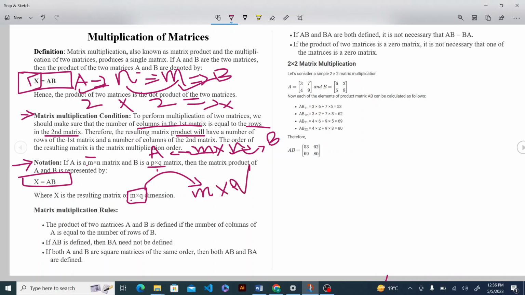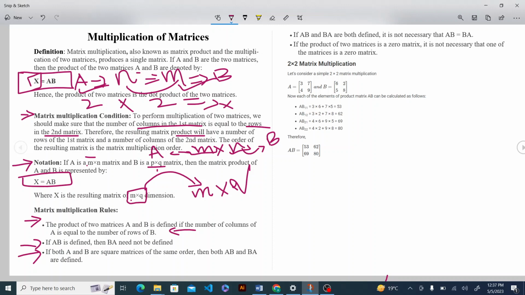Okay, fine. Now the next thing is matrix multiplication rules. Don't worry, I'm going to explain all these things with some examples. The first rule is the same as we have studied. The product of two matrices A and B is defined if the number of columns of A is equal to the number of rows of B. Second, if AB is defined, then BA need not be defined. Because if you have found A into B, you don't need to find B into A. Third, if both A and B are square matrices of the same order, then both AB and BA are defined.